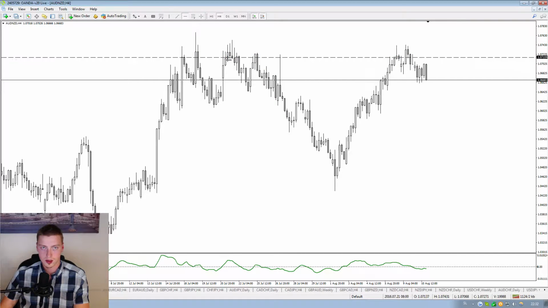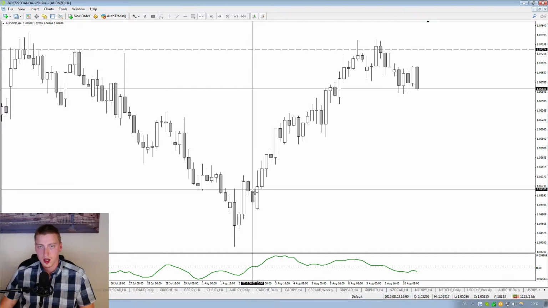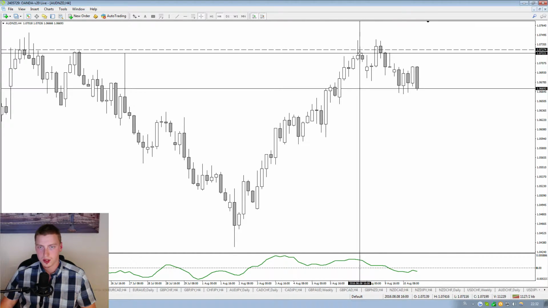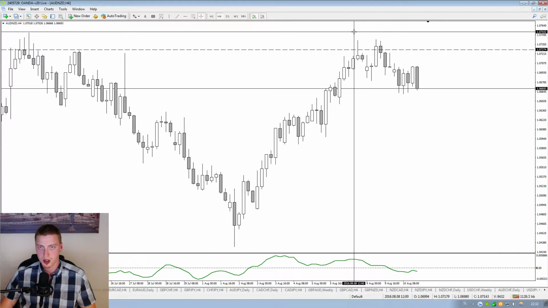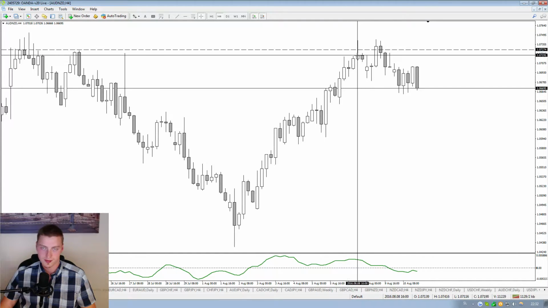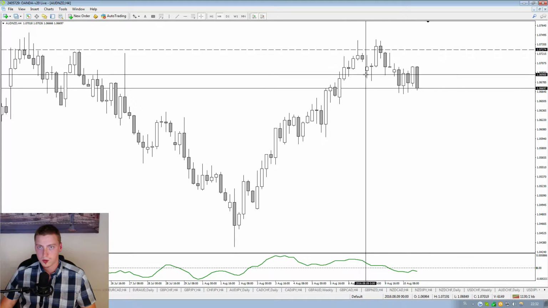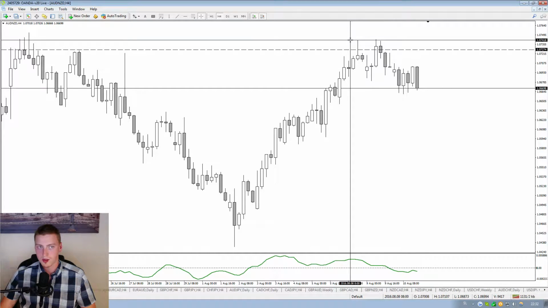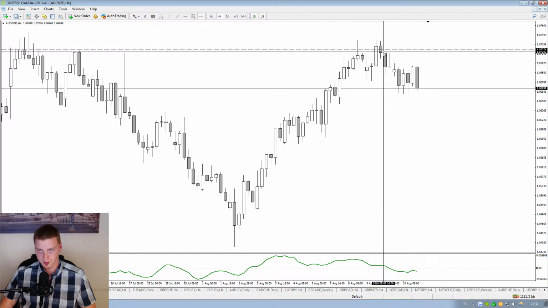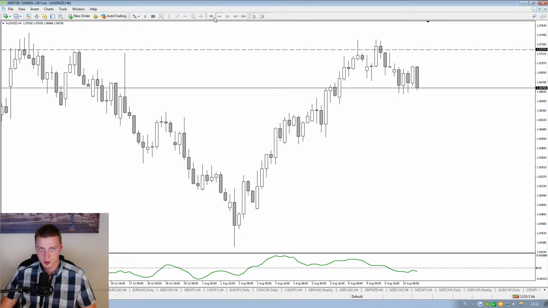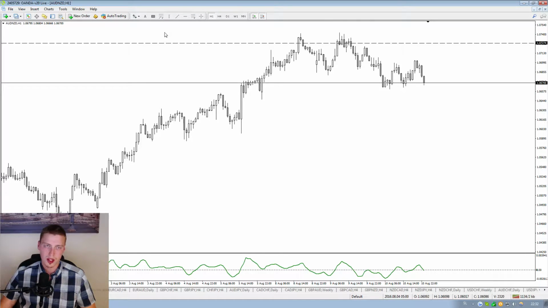Okay, it is resistance zone right here. So we've got this sideways movement, bearish divergence, and this pin bar was actually first sign of a bearishness. We couldn't break above this pin bar, and after that we've moved lower. So it's actually break of a trend line.